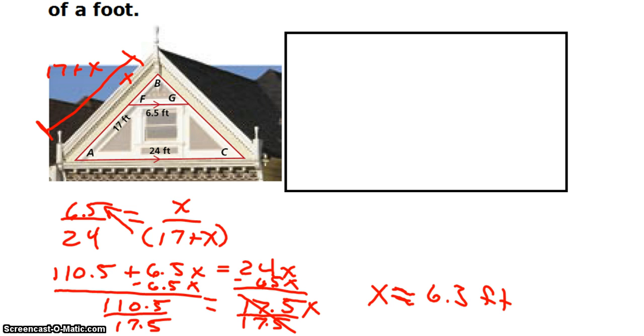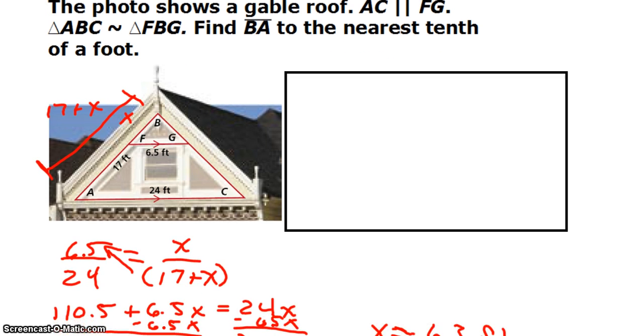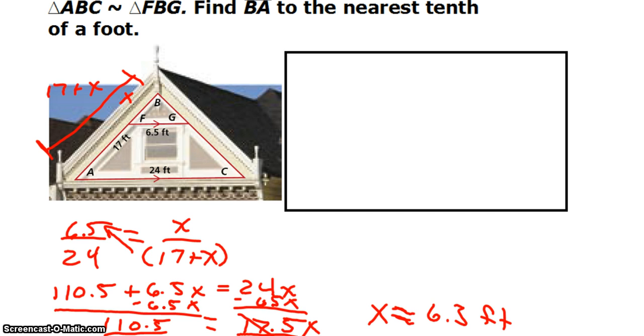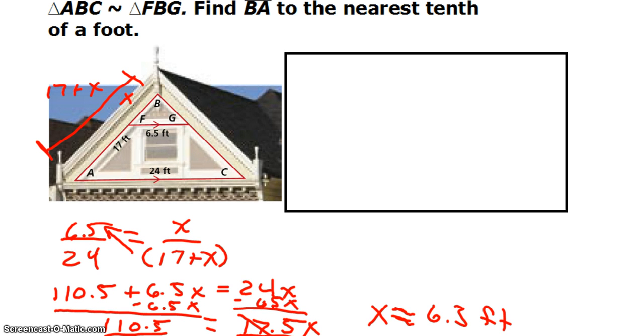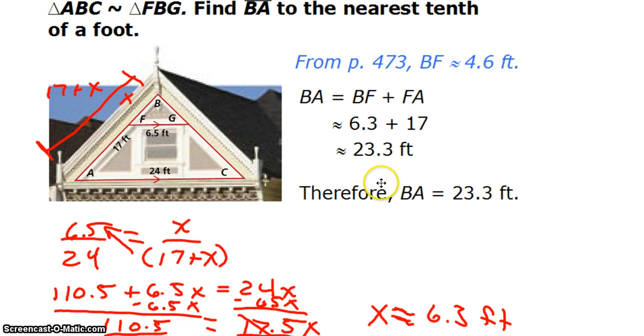But now let's go back and see what the question was. Were we to find BF? We were to find BA. Okay, so it's not 6.3, is it? It's 17 plus 6.3, so it's 23.3 feet. Don't forget to answer the correct question. Very good. Okay, good job.